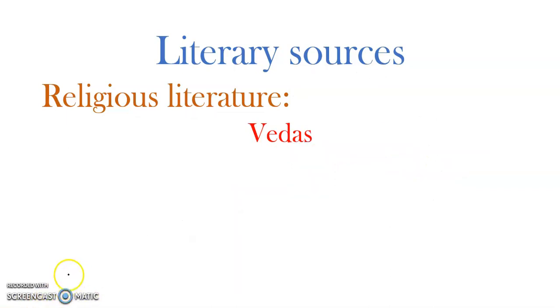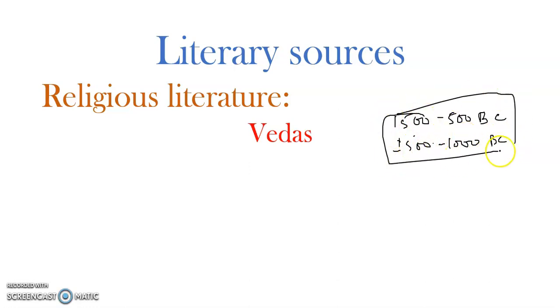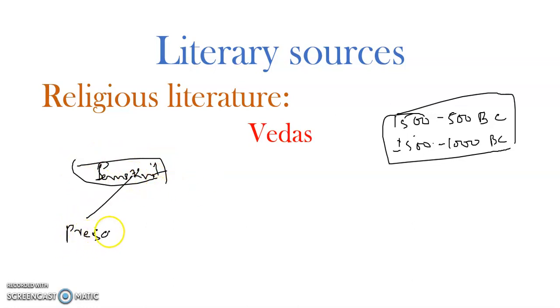Now, let's see. Vedas are composed around 1500 to 500 BC. Some say 1500 to 1000 BC, and that is not mostly important. Now it is written in Sanskrit. Sanskrit is of two types: pre-classical Sanskrit and classical Sanskrit.